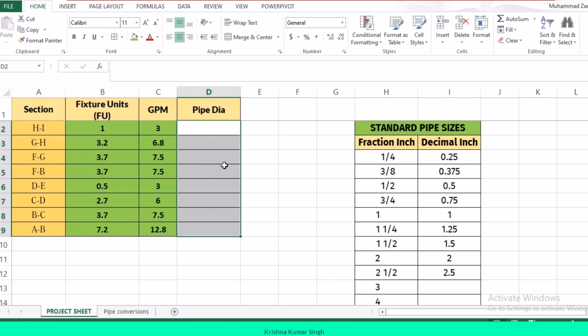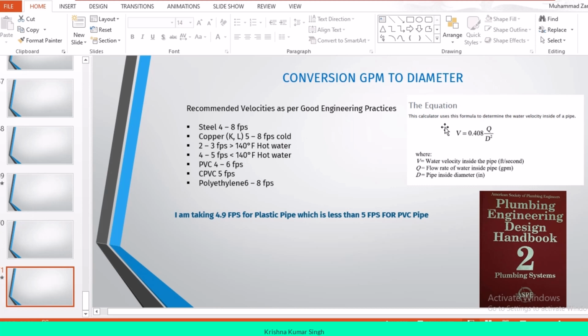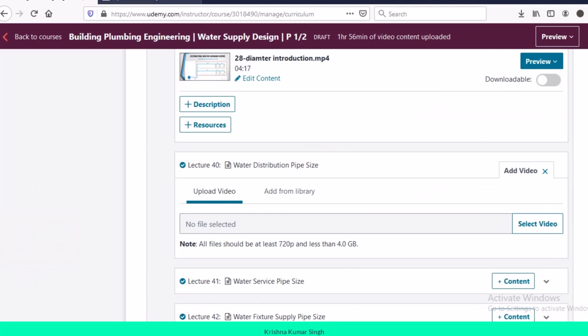Now, as I have told you this formula, you know the value of velocity, which is 4.9 in all the cases, and individually we will find out the diameter. Now you know that calculating manually for a huge project is very difficult. So I have found a very good online calculator. You can use that online calculator and find out the diameter. I will provide you the link in the description.